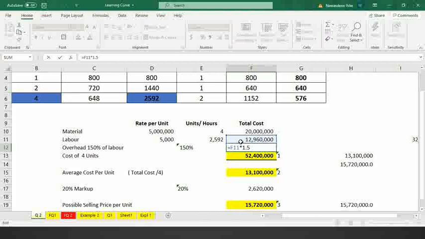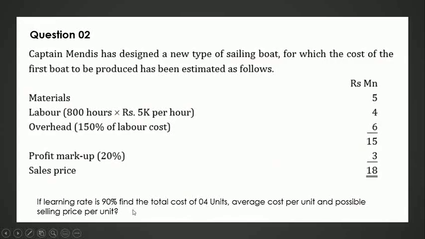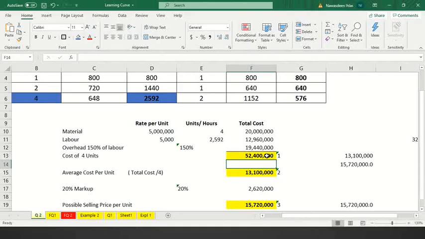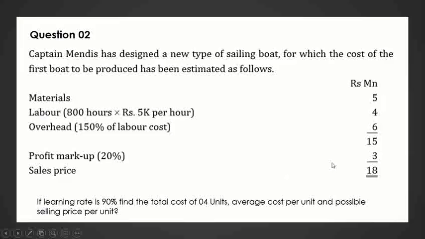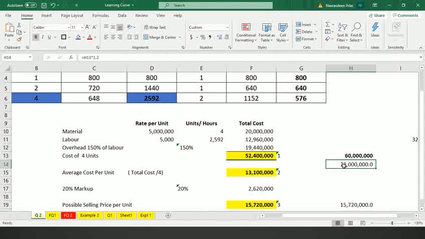Now we can find the total cost of 4 boards. Here, 52.4 million. So they are asking for the total cost of 4 boards, and it is 52.4 million. Without this learning curve impact, you can see the per board cost they have given in this question is 15 million. So 15 million into 4 should be 60 million if there is no learning curve impact.